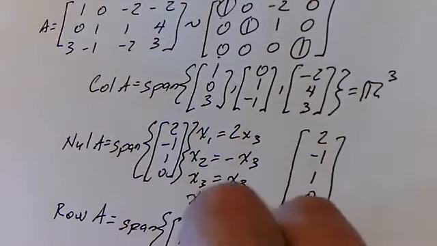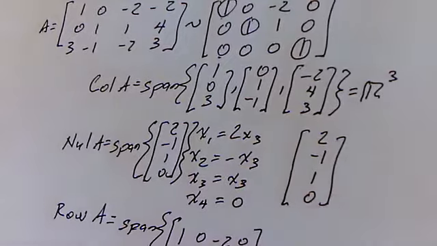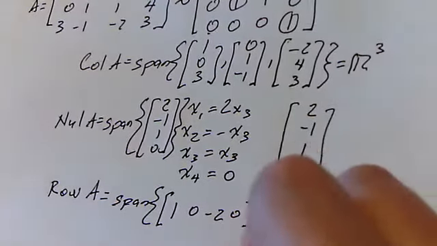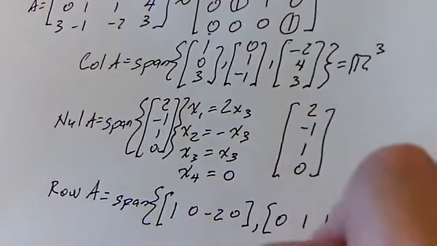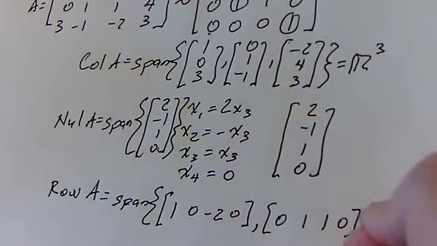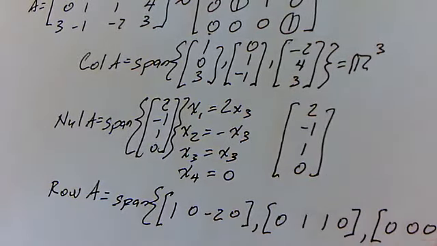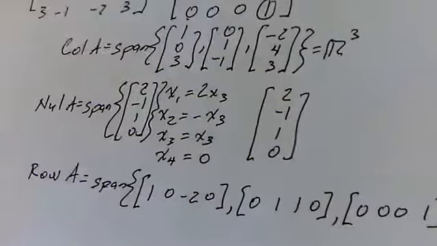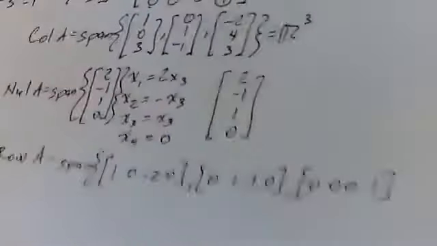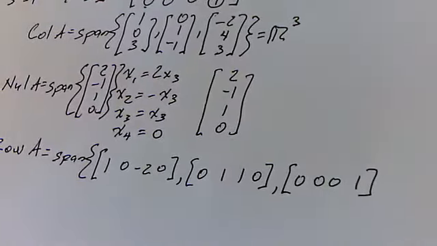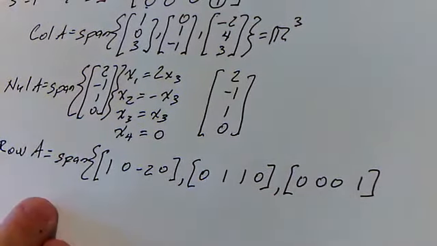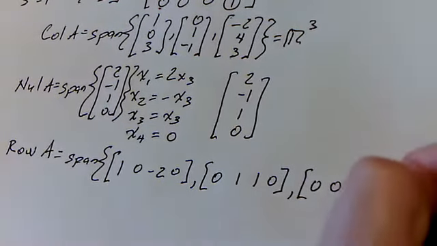So this is 1, 0, -2, 0. That's my first one. My second one then is going to be 0, 1, 1, 0. And my third one is going to be 0, 0, 0, 1. I know it looks weird and I can't hardly fit it on my camera. Like I said, it's actually a little less important, but it does come up every now and then. So the row space has those row vectors.